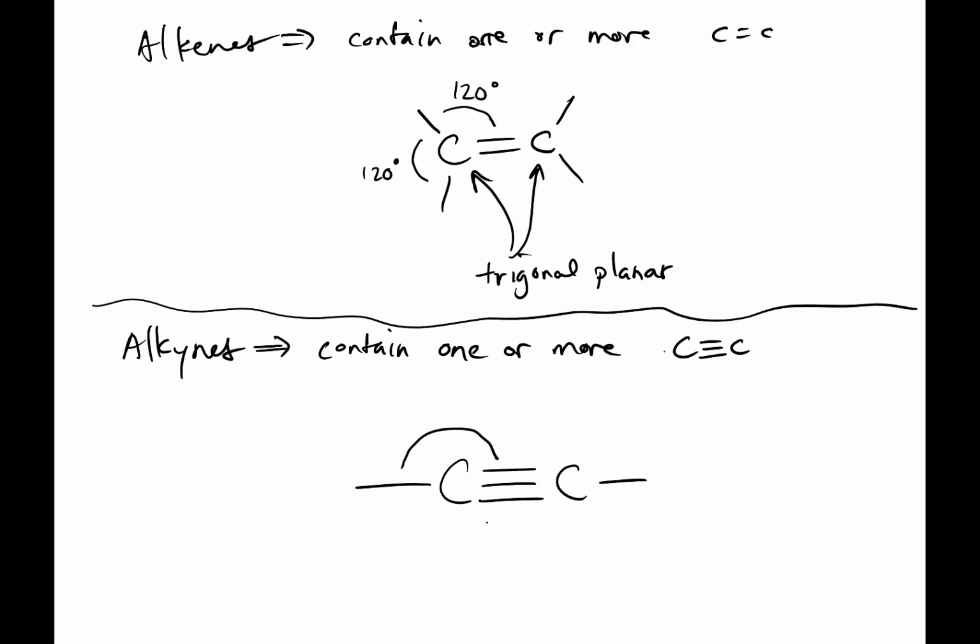Remember, think about VSEPR theory here. This is linear, 180 degrees, right? So the idea here is that the carbons of an alkyne, we're considering them central atoms, and the things that are attached to them will always be attached in a linear fashion in this case, right? Okay.